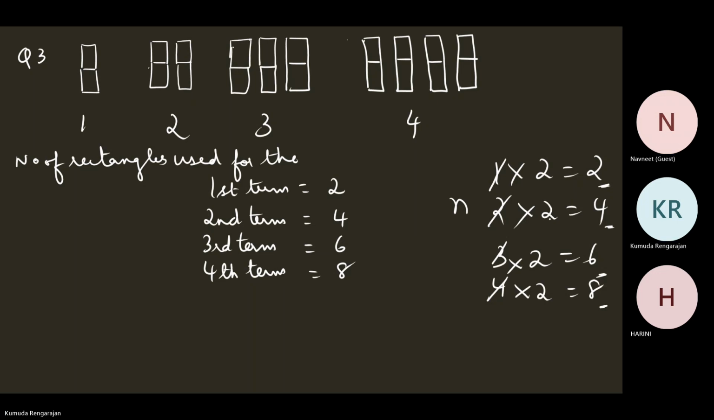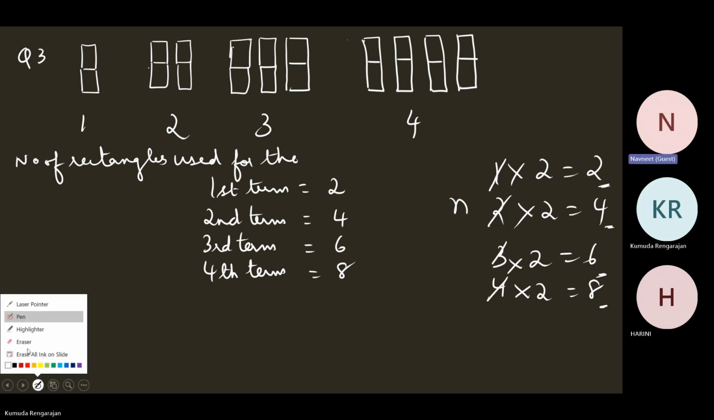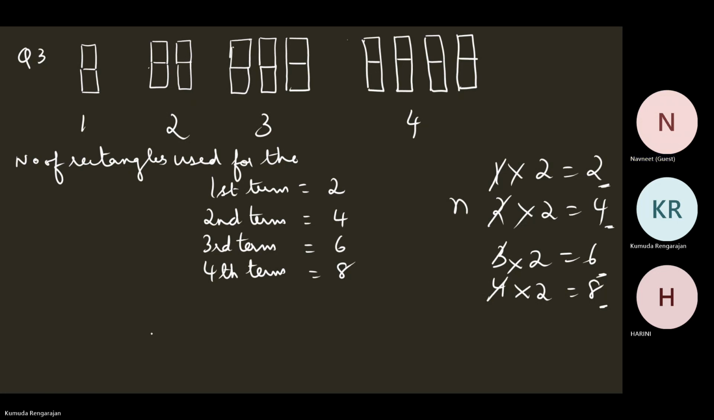Ma'am, does n represent number? N is the number of terms. N is the particular term: fourth term, fifth term, third term. Okay, ma'am. N represents a particular term. Do you still have a doubt, Navneet? No, ma'am, I don't have a doubt now.